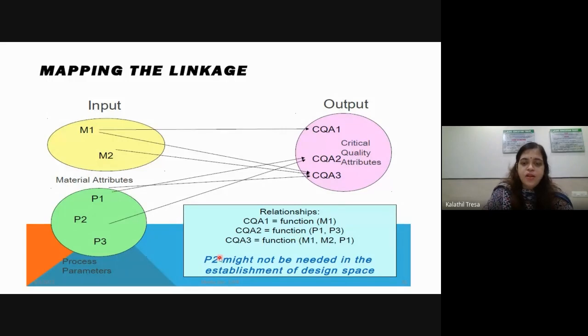Okay, and P2, none of the CQAs is affected by your P2, so it will not be needed for establishment of the design space. So you don't have to evaluate this for creating your design space. Okay, so basically these are your input, and what is your output is your product. How should your product be? It should have all these quality attributes which you are terming as CQAs.